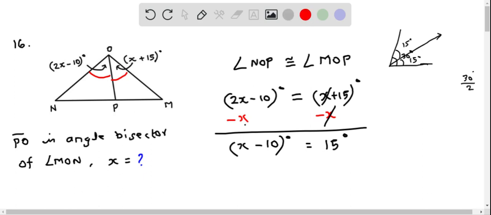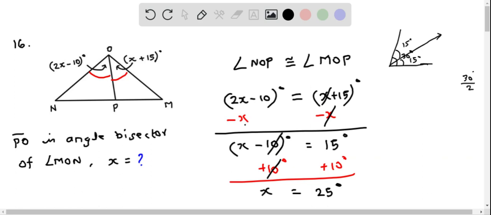Now we add 10 degrees to both sides. So we put like this, and when we add, we see that this positive 10 degrees and negative 10 degrees will get cancelled, and we will have only x on this left side, and this is equal to 15 plus 10, which is 25 degrees. So therefore the value of x equals 25 degrees, which means the choice B is correct.